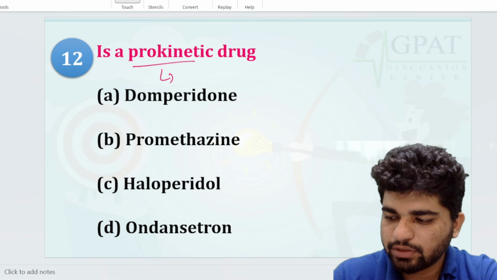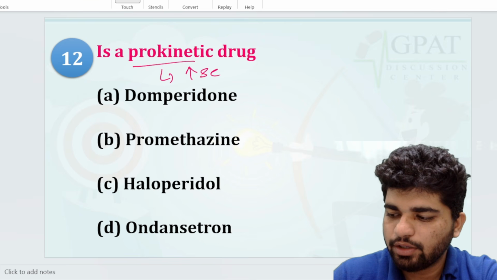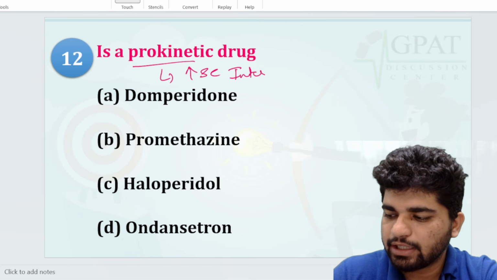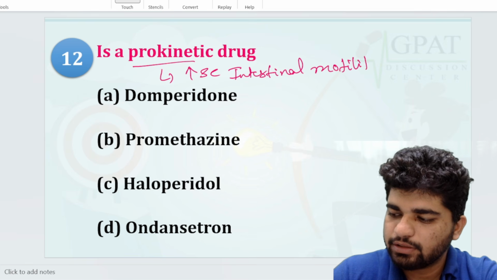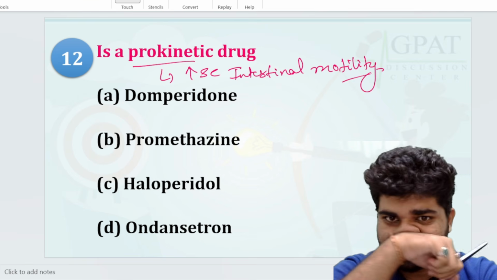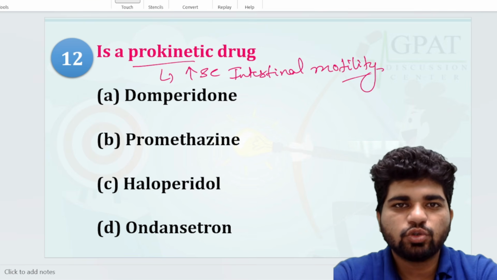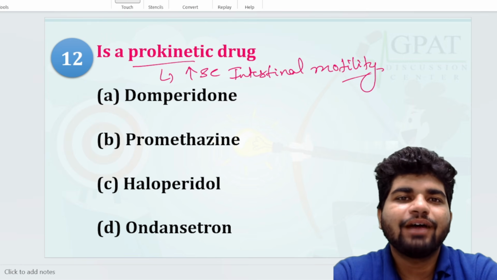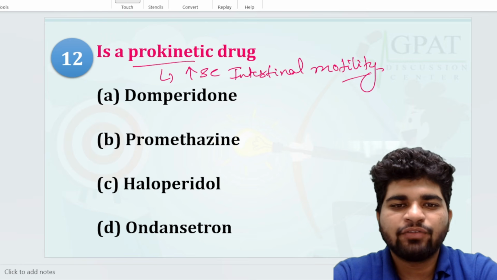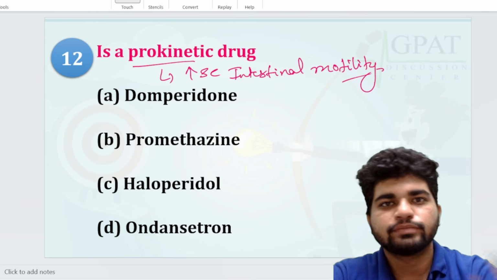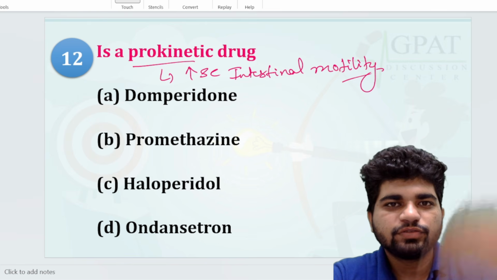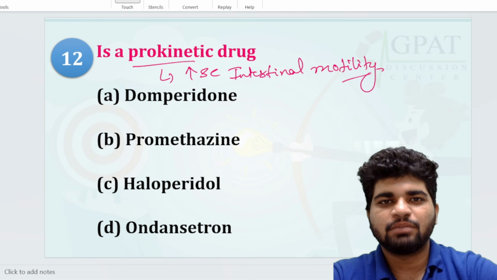Prokinetic drugs are used to increase intestinal motility. This is the thing about prokinetic drugs. What are those actually? Once you have constipation, you want some drug which moves further whatever is contained in your stomach right now, right?